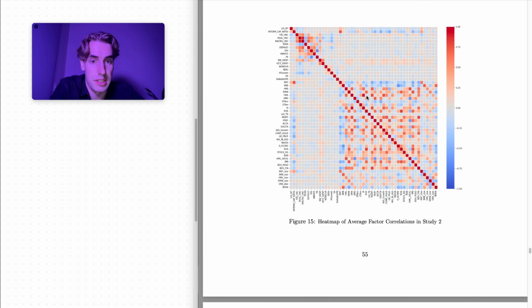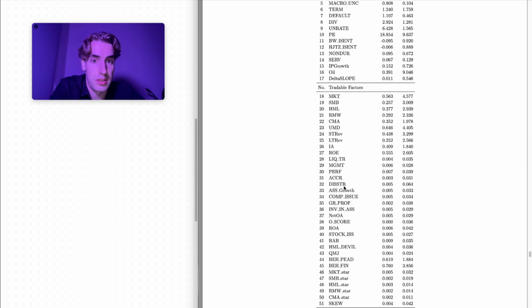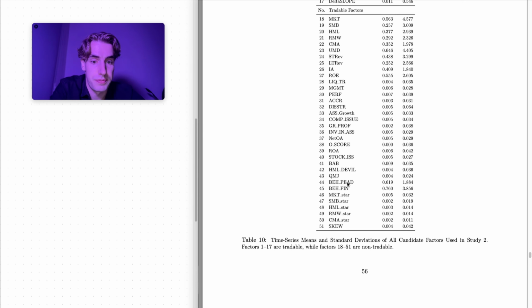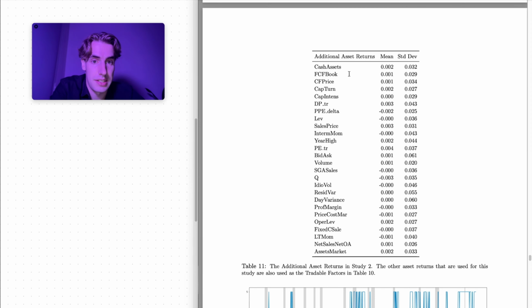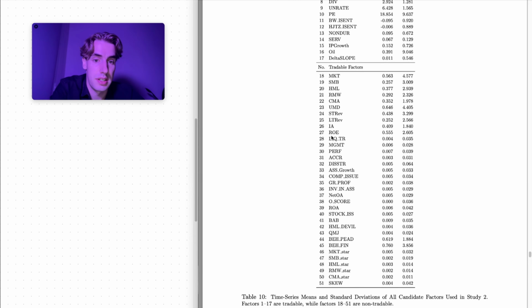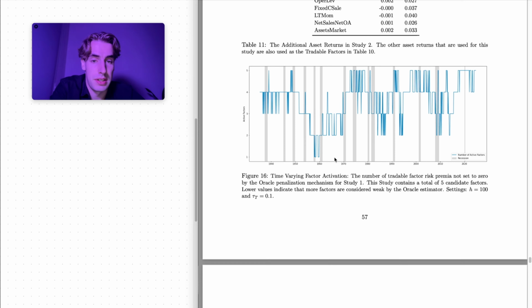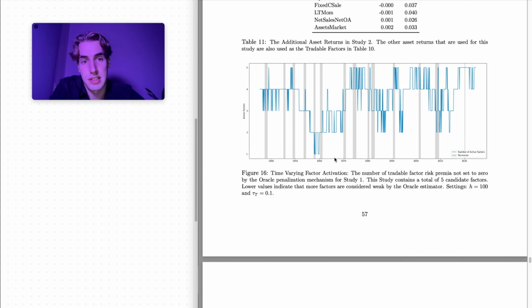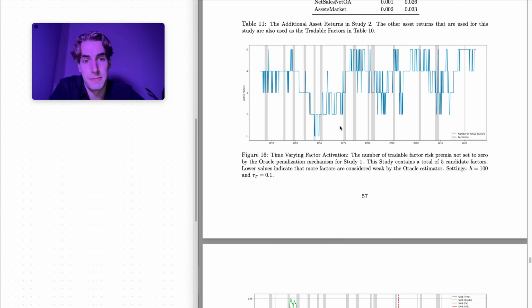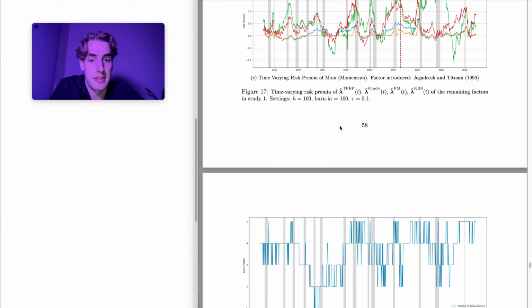These are the correlation heat map for study 2. These are the factors used for study 2, and the non-tradable, tradable. These are the asset returns in study 2, along with the tradable factors of this list. The oracle, how many factors the oracle sets active over time in study 1. And these are the other risk premia estimated.